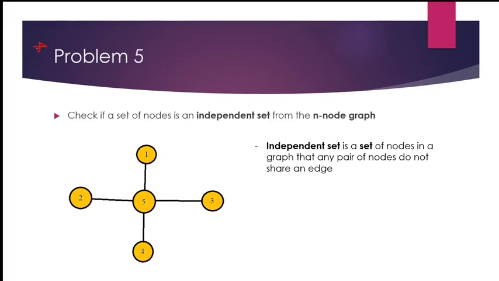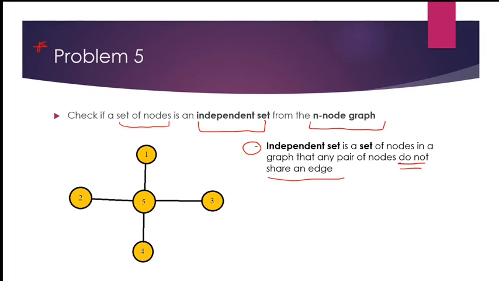So for problem 5, which is the extension of problem 4. In problem 4, you kind of have some basic understanding of the subsets of nodes that can be generated from the n-node graph. In problem 5, we're going to ask you to check if your subset of nodes is an independent set. So what is an independent set? An independent set is a subset of nodes in a graph where any pair of nodes do not share an edge.